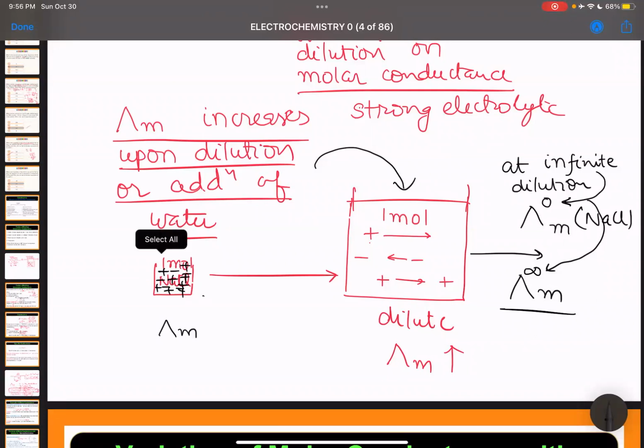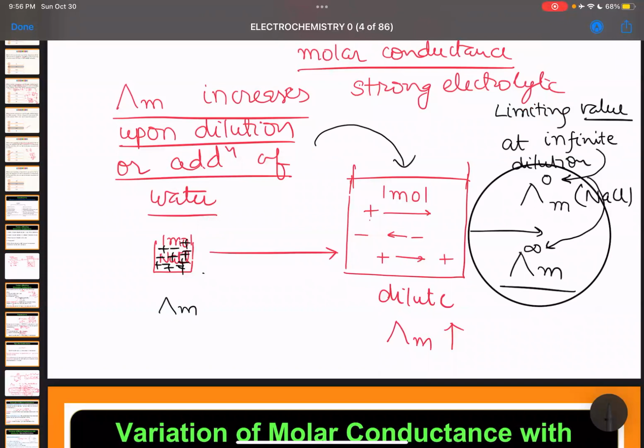I hope you understood this. So this is the maximum value of molar conductivity. It is a limiting value. It is also known as the limiting value, or the maximum value of molar conductivity, which is attained when you have a lot of water. It is the molar conductivity at infinite dilution.